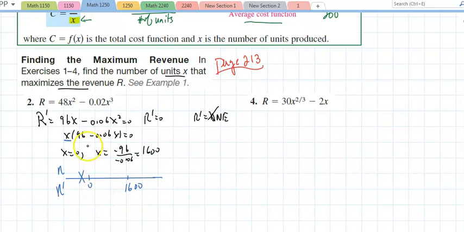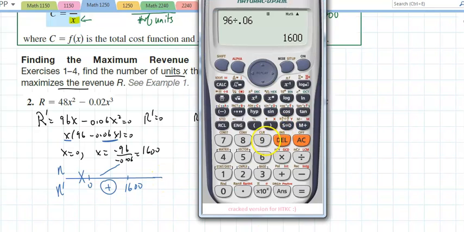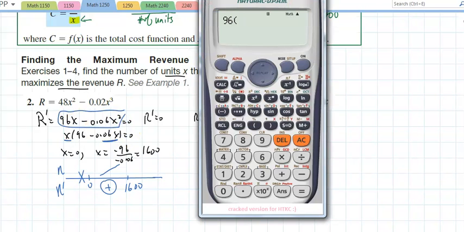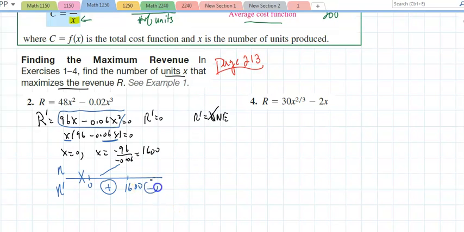You just want to know if it's positive or negative. If I put a 1 right there, 96 minus 0.06 is positive. So the revenue is going up. And if I pick a number to the right of 1600, say 1700, I take 96 times 1700 minus 0.06 times 1700 squared, I'll get negative. That's all I care about.